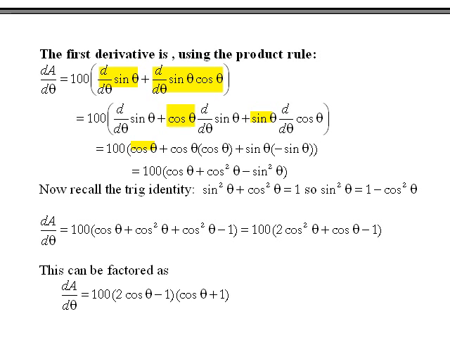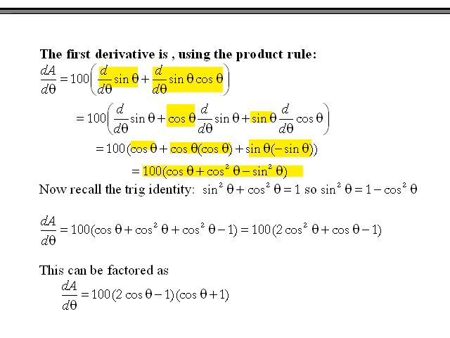Then I'll hold sine constant and take the derivative of cosine, and this is what I get. Cosine times cosine, sine times the negative sine. That gives me 100 times the cosine of theta plus the cosine squared theta minus the sine squared theta.